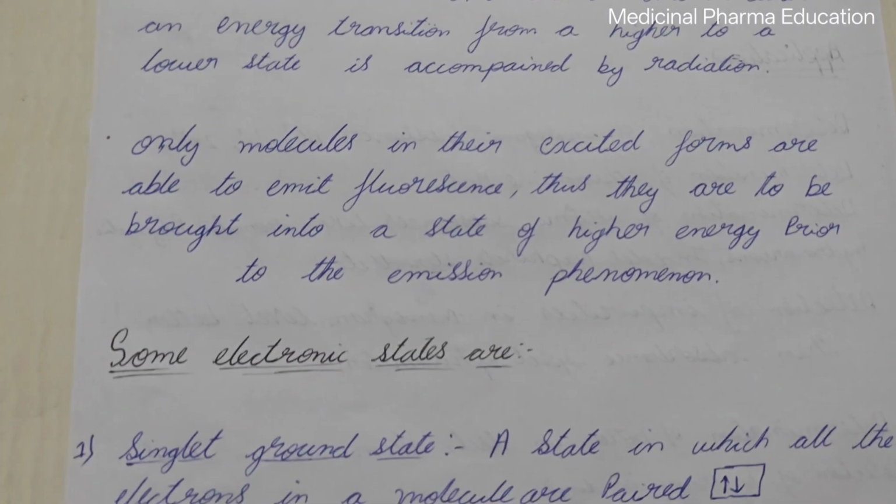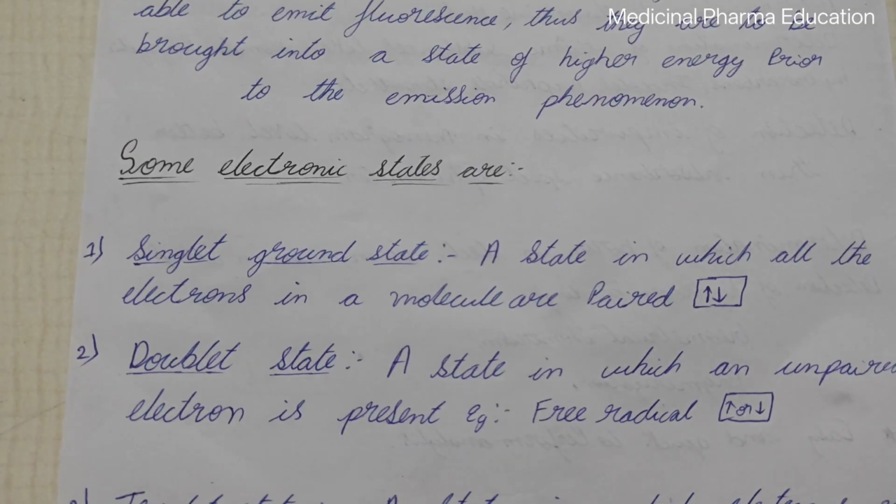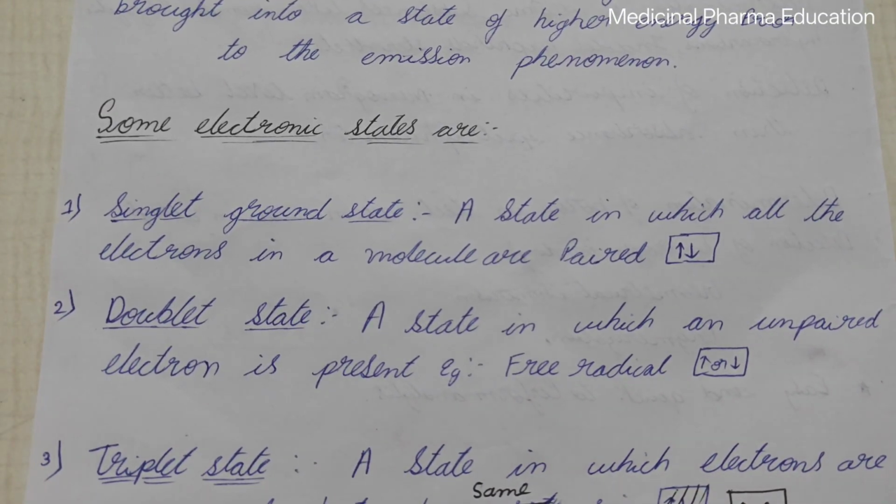Next, some electronic states. These are very important states. You have to just memorize them. They are not important from your exam point of view. If the examiner has lost his mind, he will give this type of question. Firstly, singlet ground state. It is a state in which all the electrons in the molecule are paired. I think you can understand what is meant by paired.